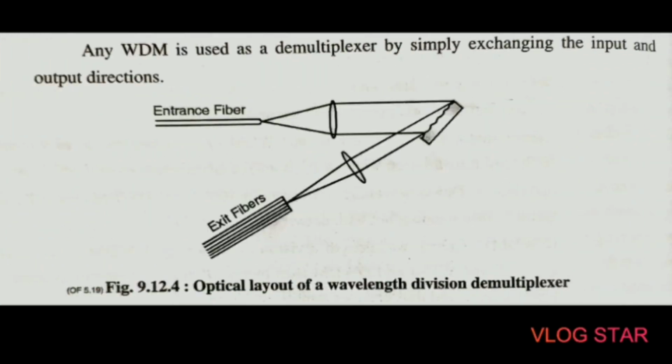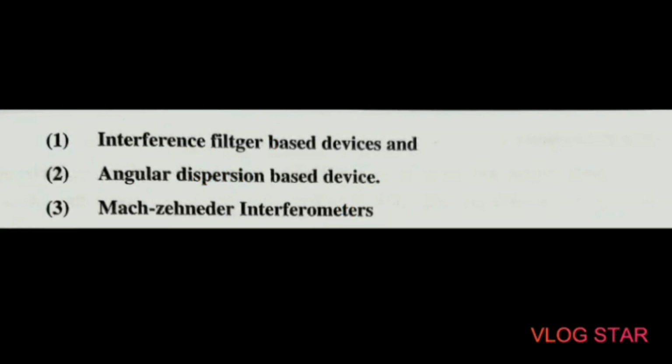Here we can see the optical layout of a wavelength division multiplexer. Here the entrance of the fiber is shown and here the exit of the fiber. The commonly used wavelength division multiplexers may be classified into three categories. These are interference filter based devices, second angular dispersion based devices, and third Mach-Zehnder interferometers.